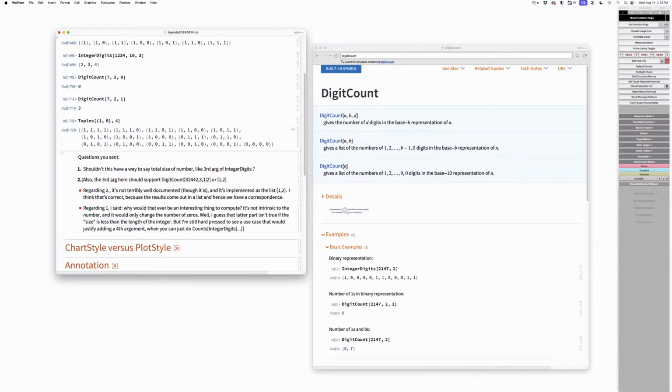And regarding your other question, it's very badly documented, but it is documented that you can give a list of digits. So we should just improve the documentation there.